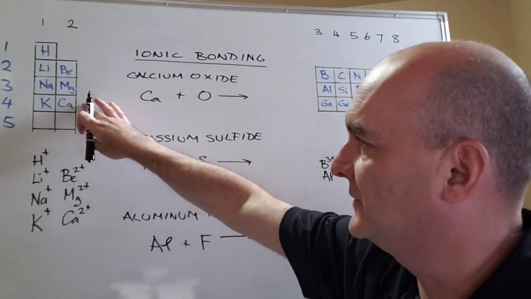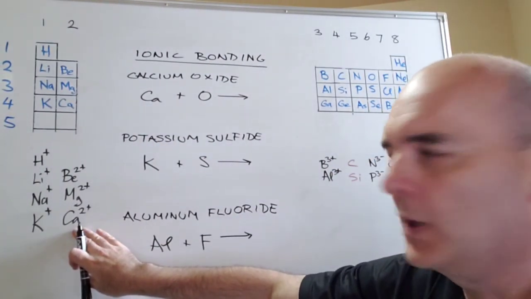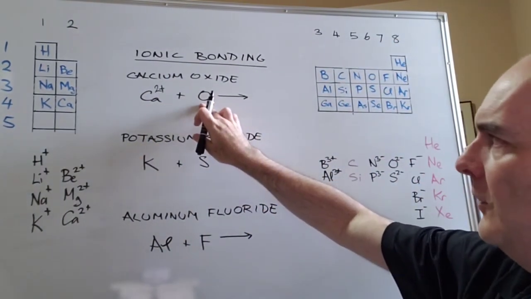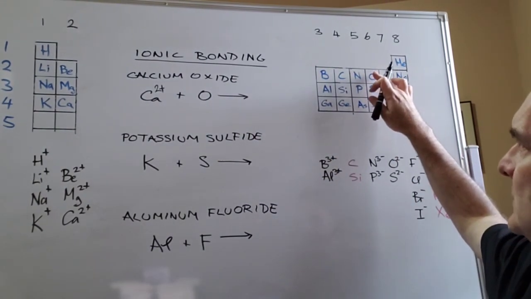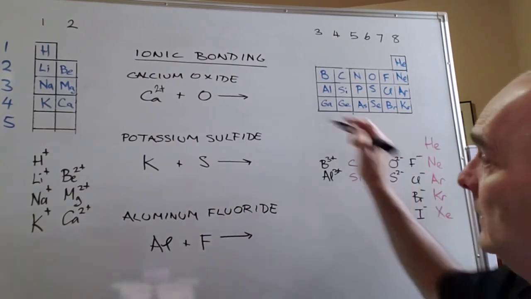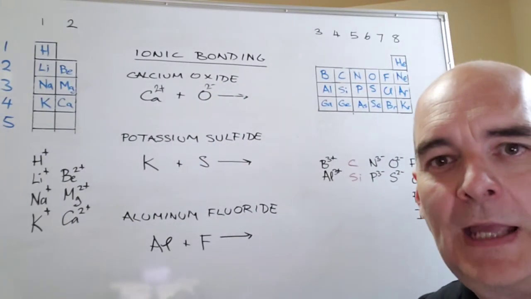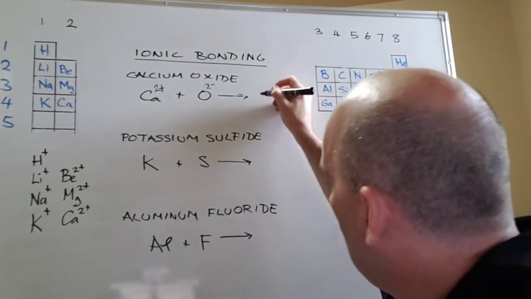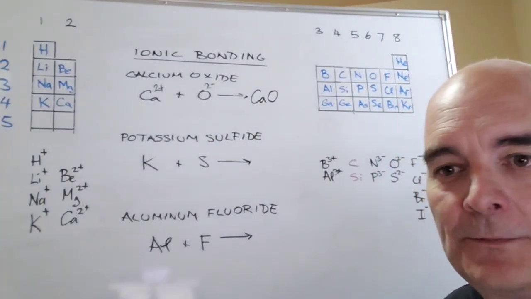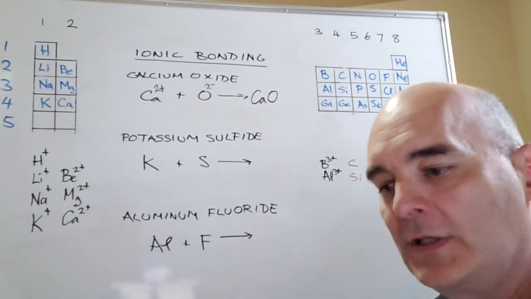I'm going to go find calcium. It's in group 2, which means it makes a 2+ cation. And we're going to go find oxygen on the periodic table. It's in group 6, which means it makes a 2- anion. And 2 pluses and 2 minuses cancel each other out completely. So whatever it is that you write down at this point, that's correct. However unfamiliar it looks, if the numbers balance, what you've written down is correct.